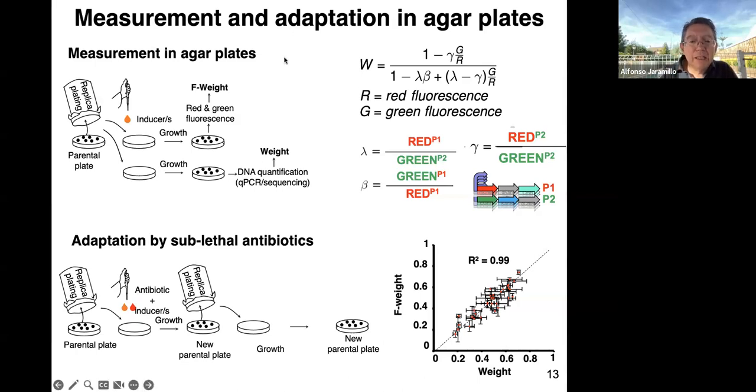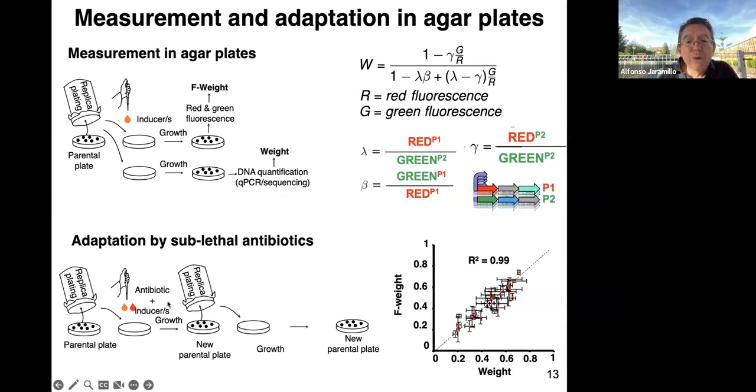And then what we do, as I said before, to measure, is replica plating, so we don't change what we are measuring. Of course, when you do a replica, you change the plate a little bit. So in fact, we let it grow when we have this parental, and we do a replica, either to compute the fluorescence or to compute the DNA quantification, just with qPCR or sequencing, and the parental we also allow to grow for a few hours.